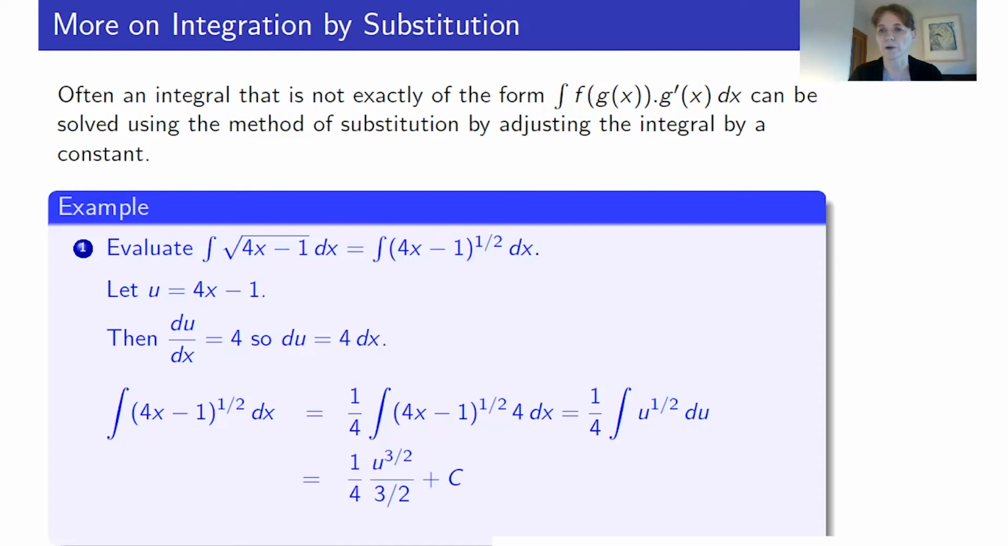So we add 1 to the power, we get u to the power of 3 over 2, divide by that same power, 3 over 2, and we add our arbitrary constant of integration. And then we just tidy up. So tidying up the constants, the coefficients of u to the 3 over 2, we get 1 over 6. And finally, we substitute back in what u is in terms of x. And that's our final answer.